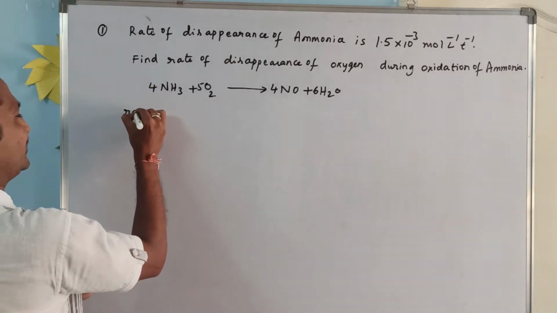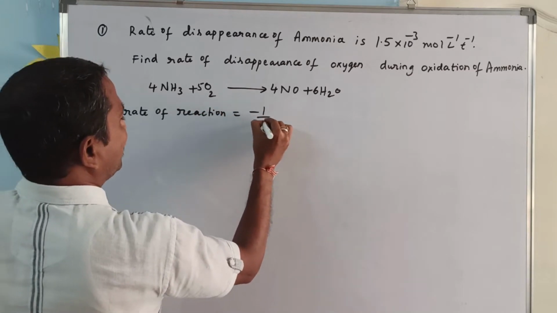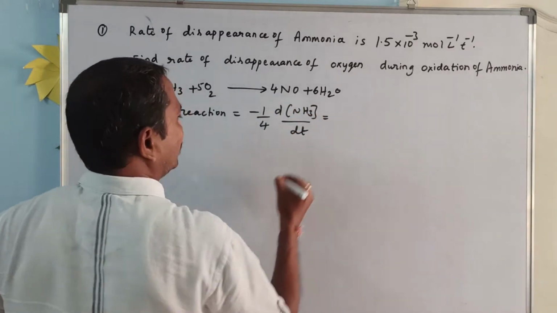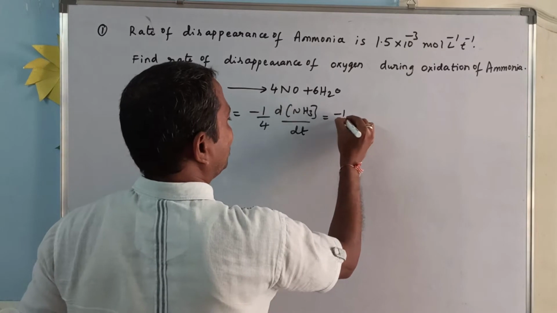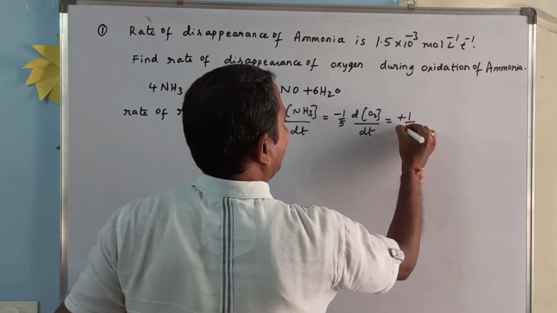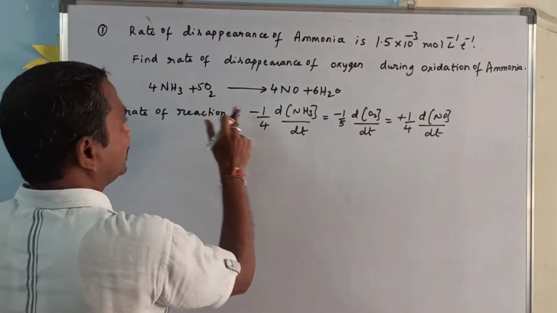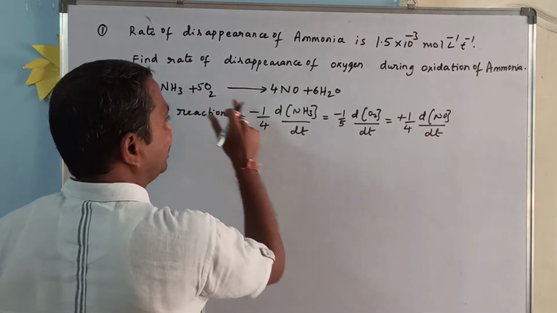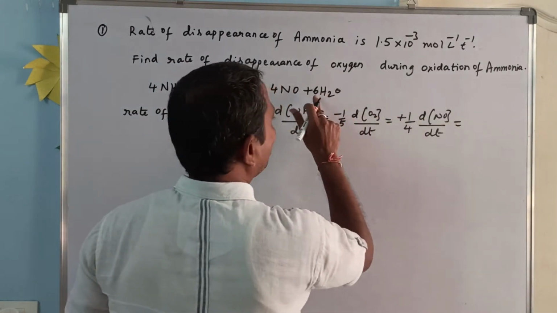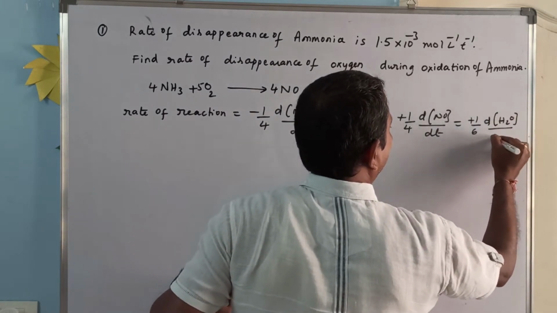Now we should write the rate of reaction. Rate of reaction: minus 1 by 4 d of NH3 by dt. Using the general equation we can write minus 1 by 5 d of O2 by dt plus 1 by 4 d of NO by dt. What is the coefficient of ammonia? 4, that's why minus 1 by 4. What is the coefficient of oxygen? 5, that's why minus 1 by 5. What is the coefficient of NO? 4, plus 1 by 4. Now what is the coefficient of water? 6, plus 1 by 6 d of H2O by dt.